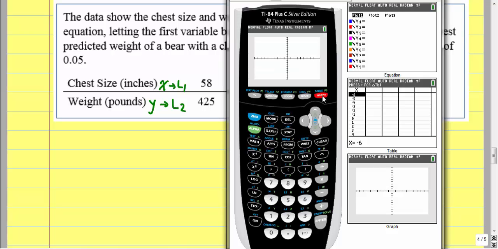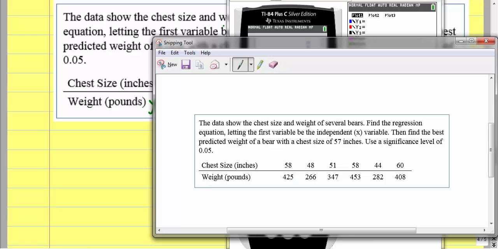Now I might not see anything, so if I don't see anything, I need to go to zoom and zoom stat. Now for me, zoom stat is option 9, so I'm just going to hit 9. You could also arrow down. So this is my scatter plot. It kind of does look like it could be positively correlated in a linear fashion. Okay, so that looks like it could be reasonable.